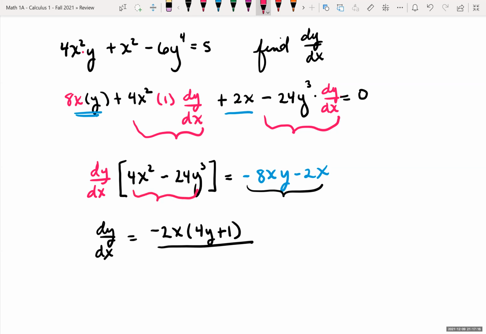And so let's look at factoring when we divide by this. And we can pull out a 4 from both of those terms. So if I pull out a 4 from both of those terms that I'm dividing by, I get x squared minus 6y cubed. So it only simplifies a little bit. That 2 and then 4, 2 goes into both.